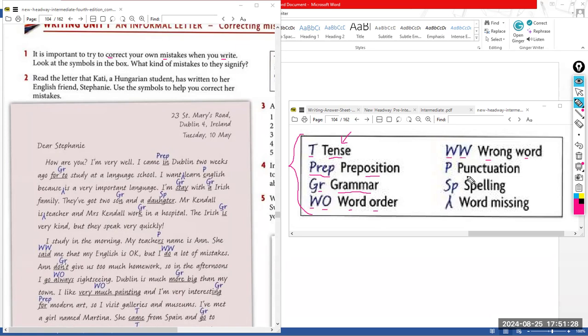The next step to check is punctuation marks. So the symbol is P, and you have to check if you commit any punctuation marks mistake. The next step is checking your spelling mistakes, and the symbol is SP. The final step is word missing mistake, and the symbol is this.